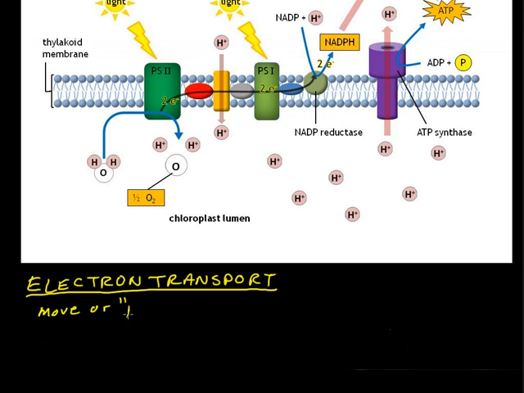So electron transport molecules will move or pass along electrons. Remember, e with a negative is electrons, from photosystem 2 to photosystem 1.